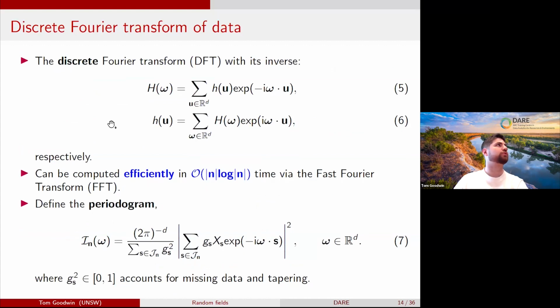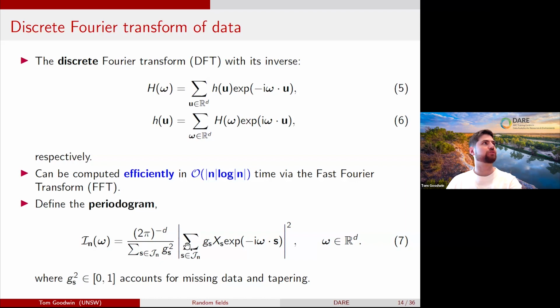And the discrete Fourier transform is a discretized version. This is what you actually compute. You can compute this in a fast way via the fast Fourier transform in quasi-linear time, n log n. And the periodogram is simply the discrete Fourier transform of the process X of S. So you can see this is the data we've observed. We just introduced this gridding value, which is between 0 and 1. That's just to say whether the data is missing or not, or we can do some tapering. But all we're doing is taking the discrete Fourier transform of the data X of S.